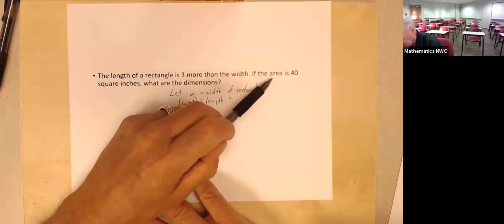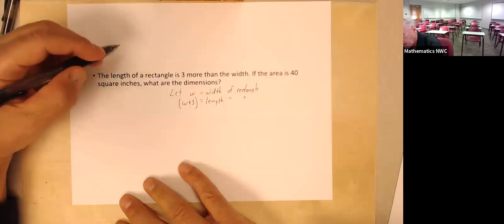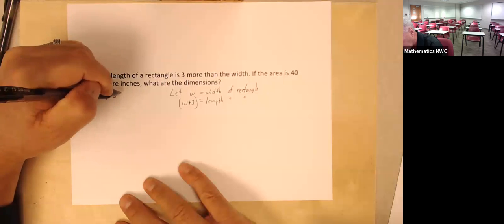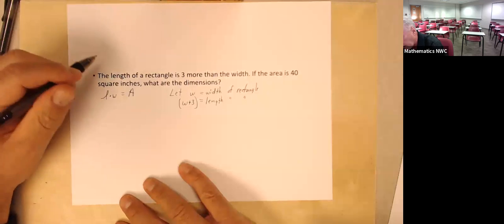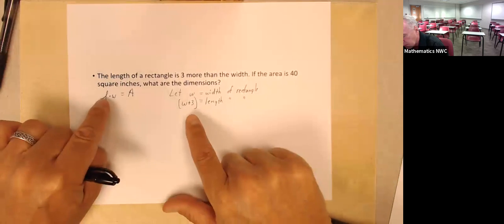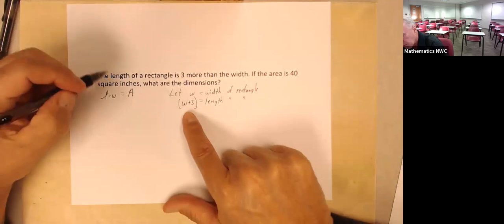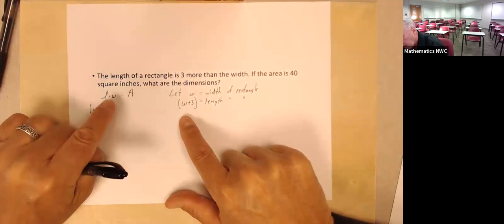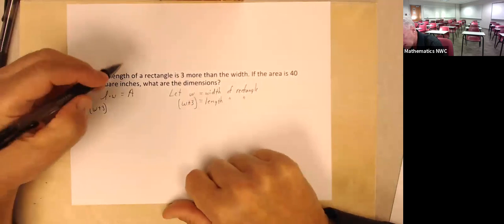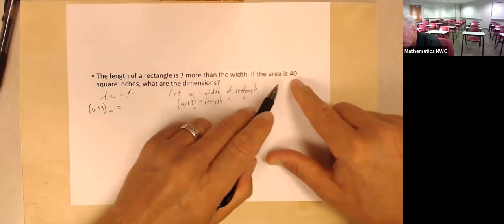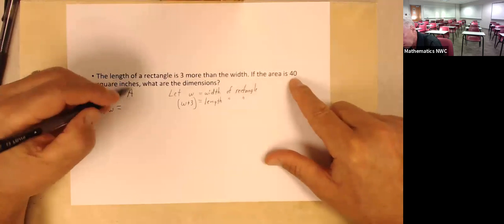They're talking about an area. The area of a rectangle is the length times the width is equal to our area. Well, my length is W plus 3, so I'm going to put that in there. My width we just list as W. They tell me the area is 40.